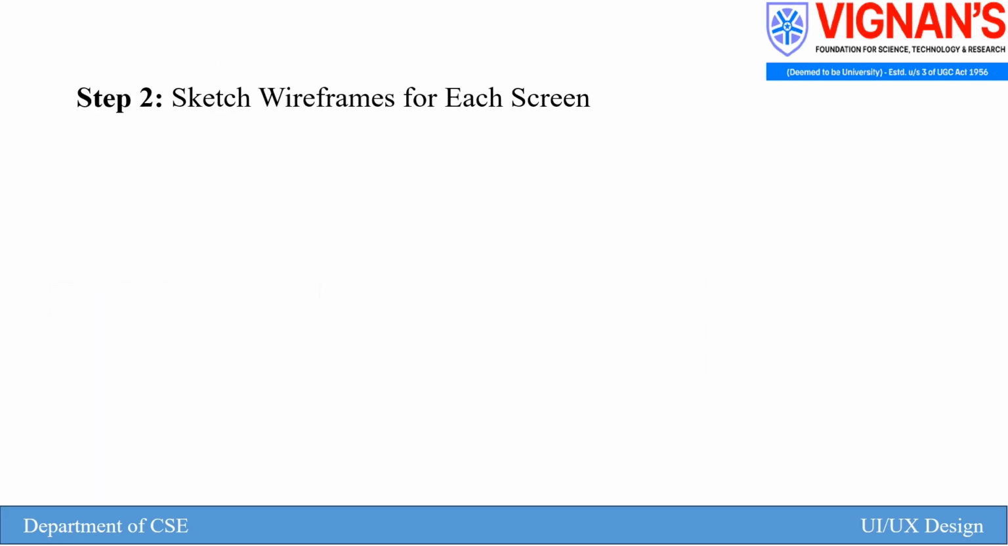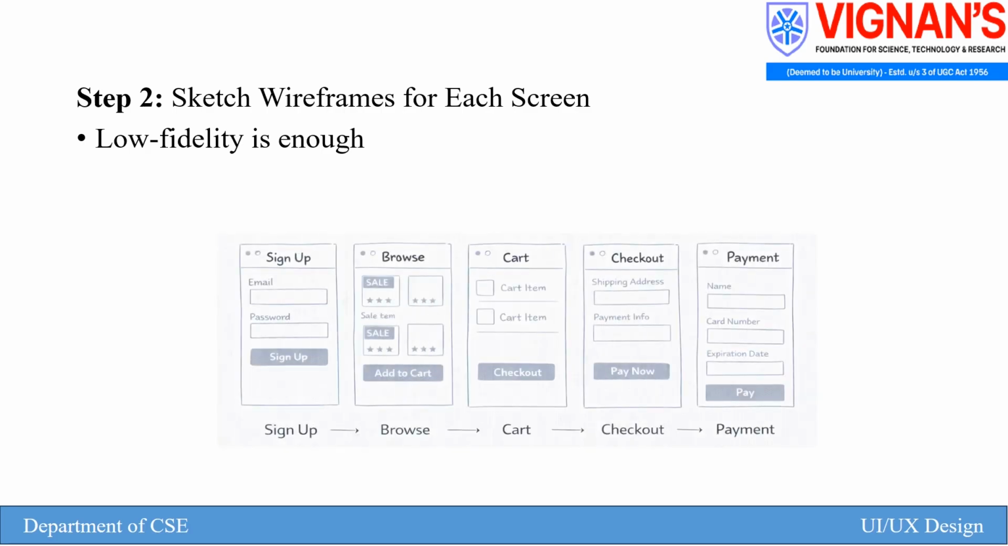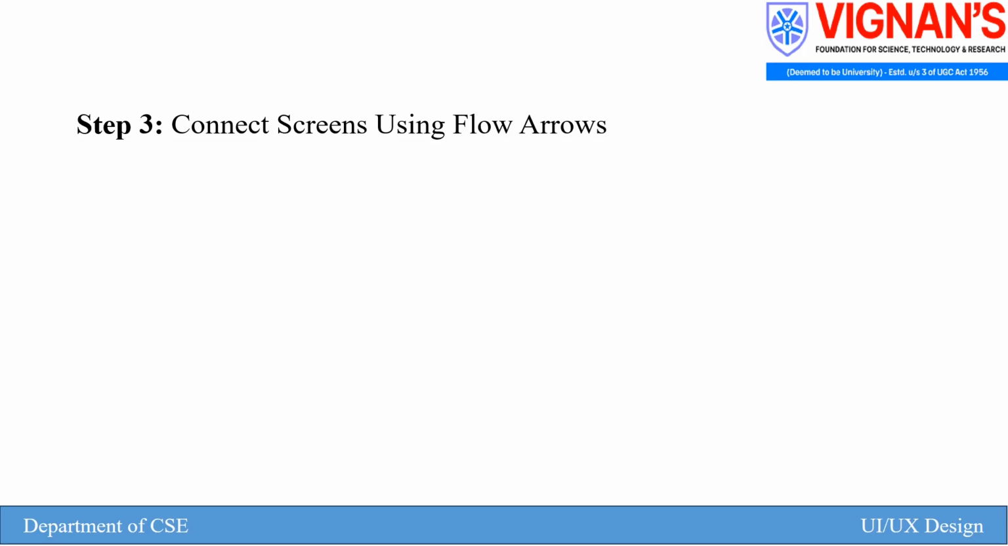Step 2. Sketch wireframes for each screen. At this stage, low-fidelity designs are enough. We don't need detailed visuals, the focus should be on key elements like buttons, content placement, and user actions. For example, screens like Sign Up, Browse, Cart, Checkout, and Payment should clearly show what the user can do on each page.